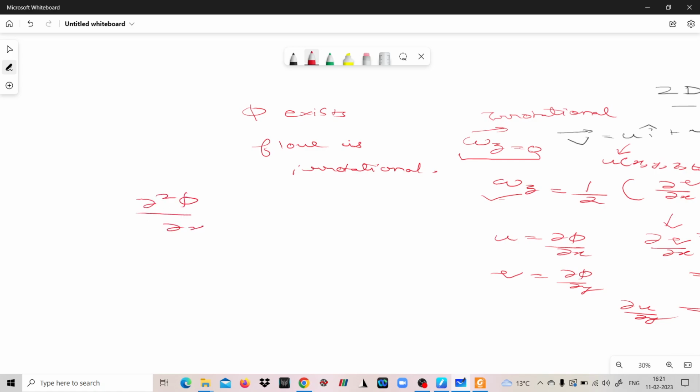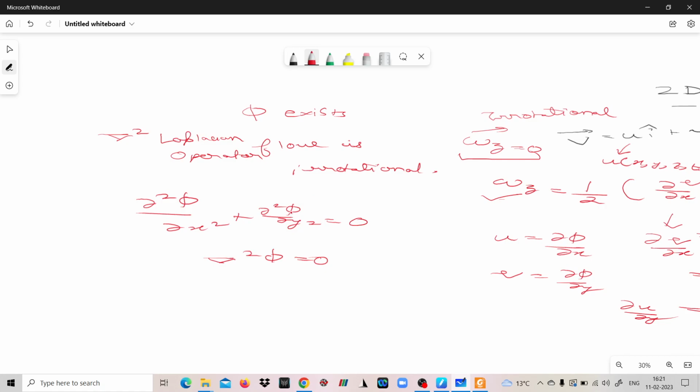Now what is the Laplace equation? The Laplace equation is del 2 phi by del x square plus del 2 phi by del y square in 2D, equal to 0, or in vector notation we can write this as del 2 phi equal to 0, where del 2 is the Laplacian operator.